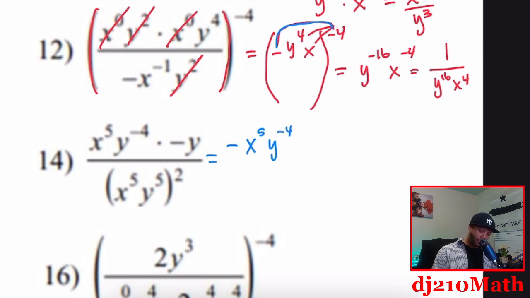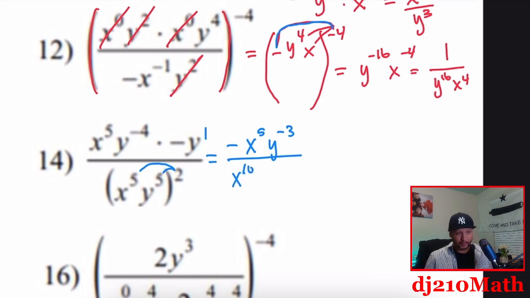But there's something I can do: negative 4 plus 1 is negative 3. All right, and that's all we can do in the numerator. Denominator. The square is going to apply to the 5. It's going to apply to the 5. So x to the 10, because 5 times 2 is 10. y to the 10, because 5 times 2 is 10.